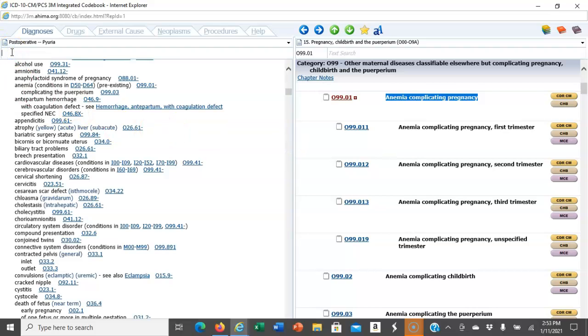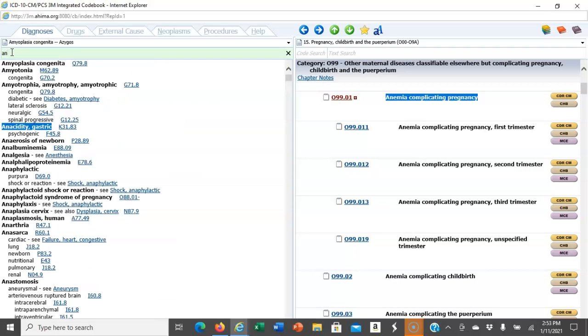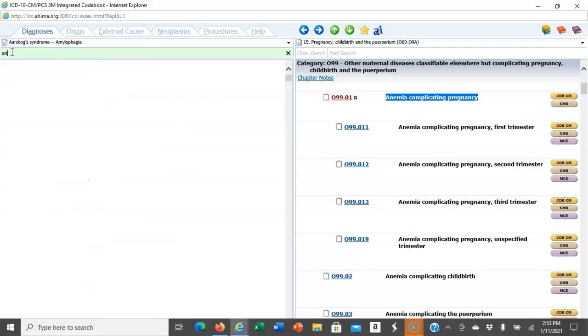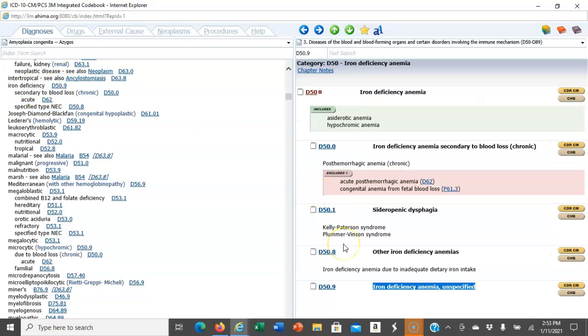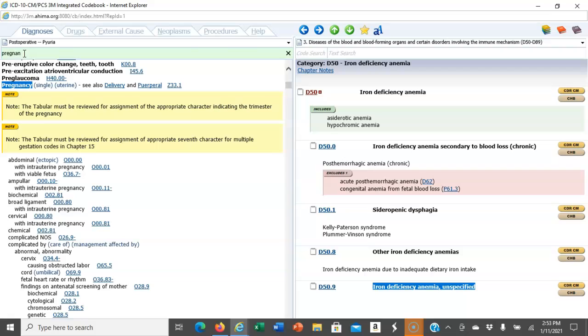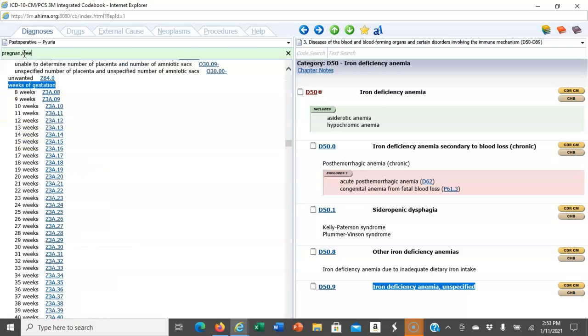Now, this tells us she has anemia, but it doesn't give us any other information about that anemia. So we have to add a code for that anemia. It's iron deficiency anemia, D50.9. And we look at this category. We don't have any pregnancy excludes 1 or 2 notes, so we add that code D50.9. And then she's 11 weeks pregnant, so we are going to go to pregnancy, weeks gestation, Z3A.11.